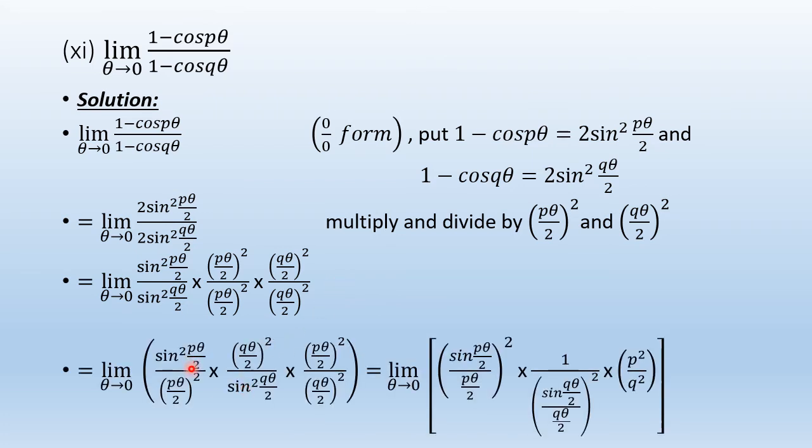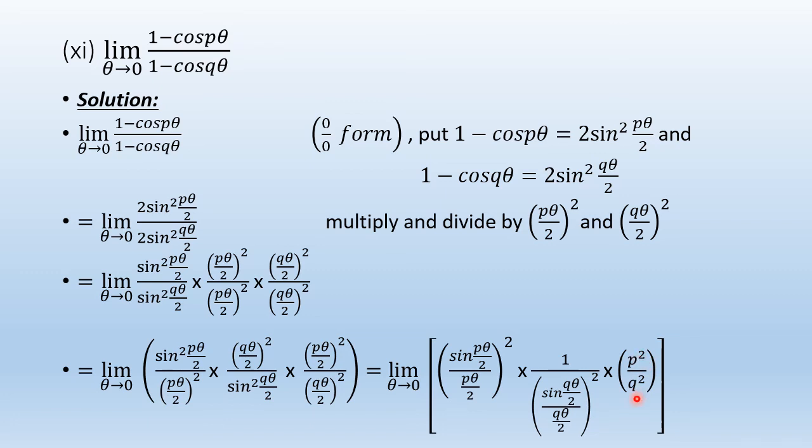And now what I am going to do? I will write it as sin(pθ/2) by (pθ/2) whole square. You can see it there. I will write it as 1 by sin(qθ/2) over (qθ/2) whole square. You can see it there. Into p²θ²/4 over q²θ²/4, where θ² and 2 square both got cancelled and I am left with p² by q².